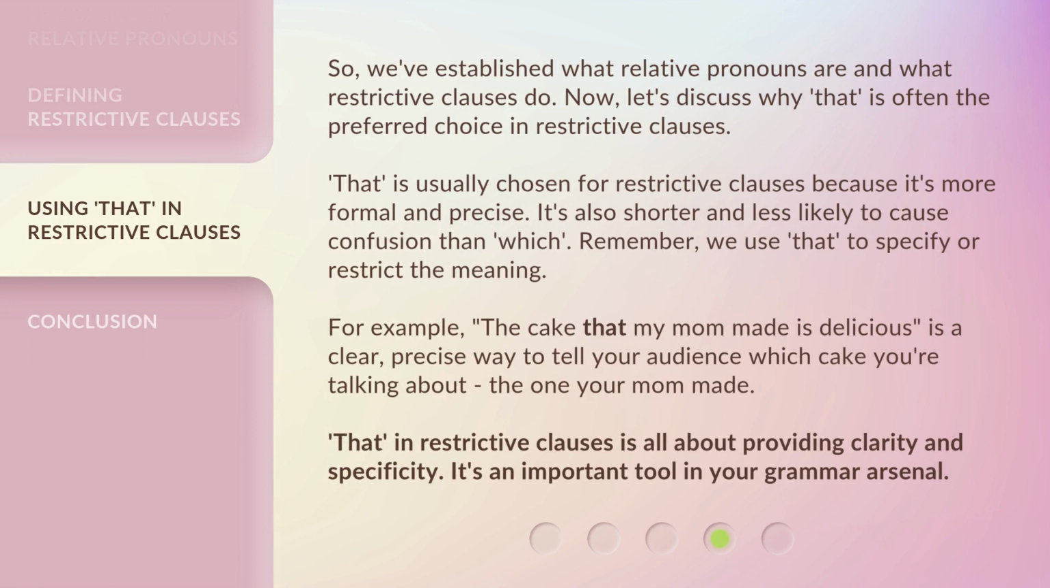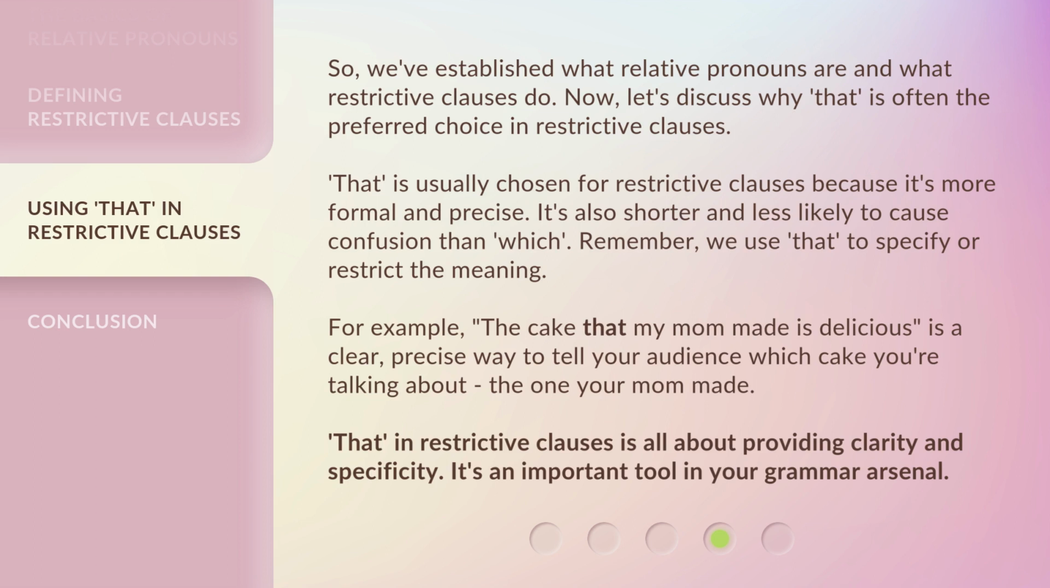So, we've established what relative pronouns are and what restrictive clauses do. Now, let's discuss why that is often the preferred choice in restrictive clauses. That is usually chosen for restrictive clauses because it's more formal and precise. It's also shorter and less likely to cause confusion than which. Remember, we use that to specify or restrict the meaning.